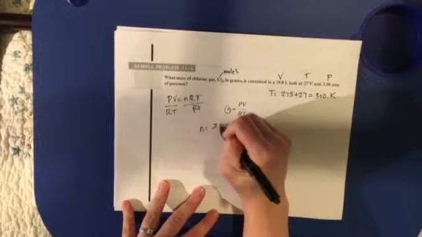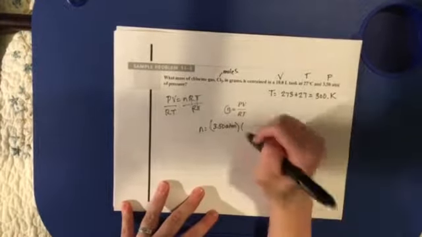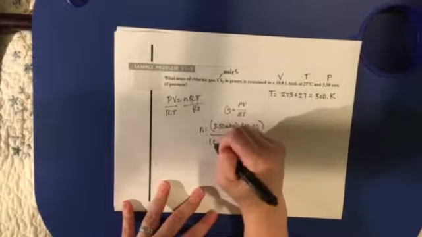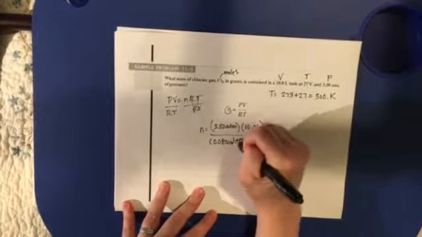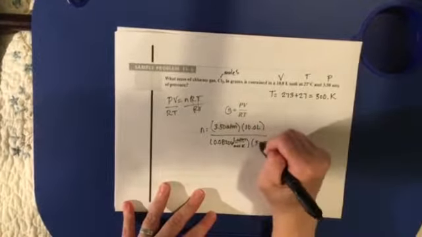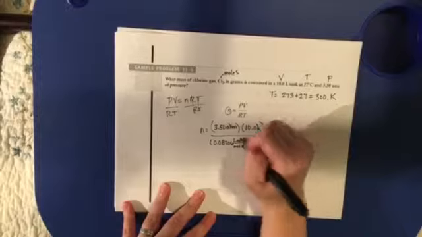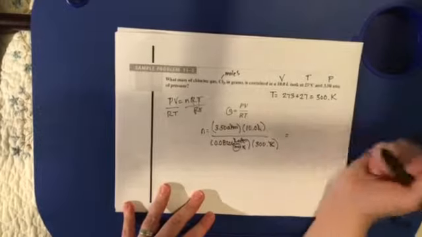And so n is going to equal our pressure, which is 3.50 atmospheres, times our volume, 10.0 liters, divided by our gas constant, 0.08206 liters atmospheres over mole Kelvin, times our temperature, 300 K. Atmospheres cancel, liters cancel, Kelvin cancels. I'm going to put moles in the denominator, which would switch to the top because it's in the denominator.